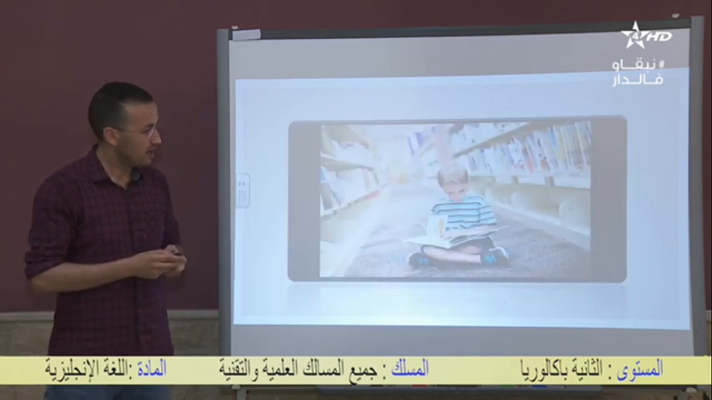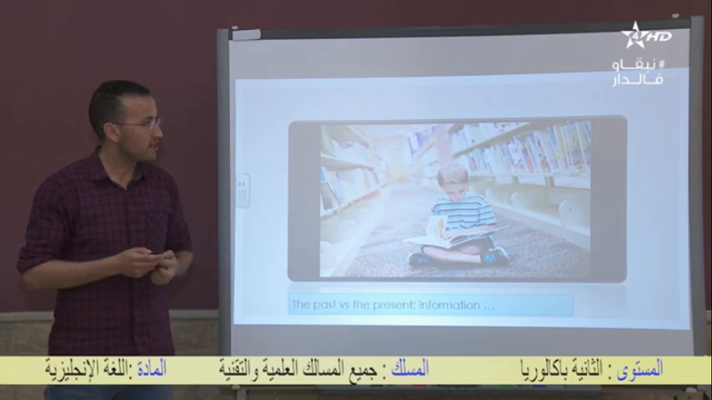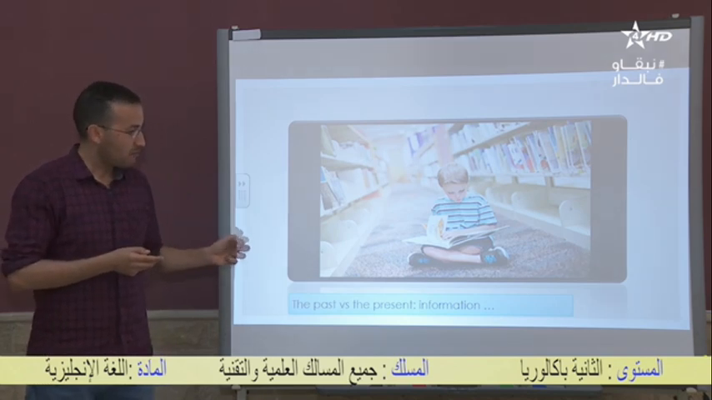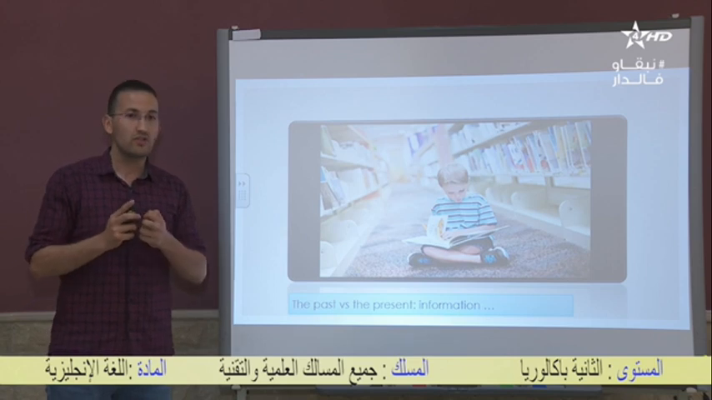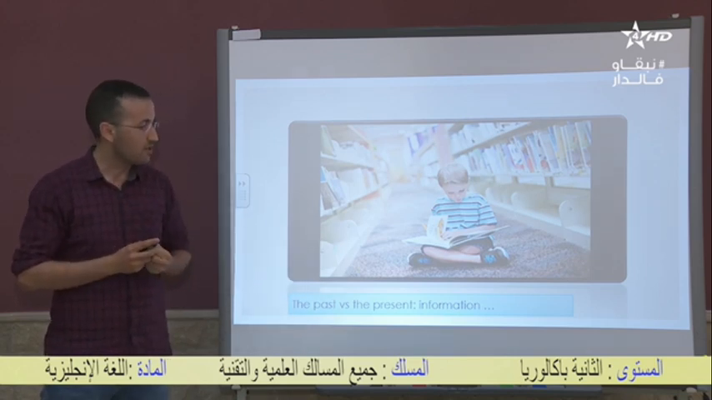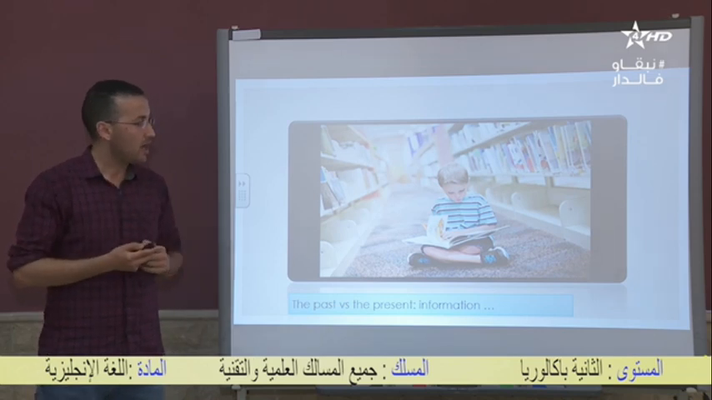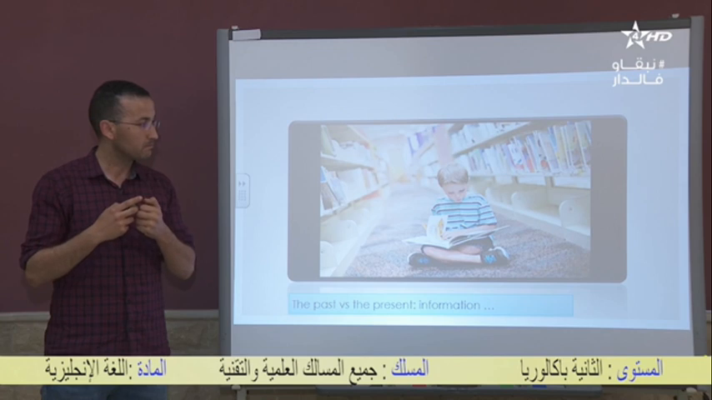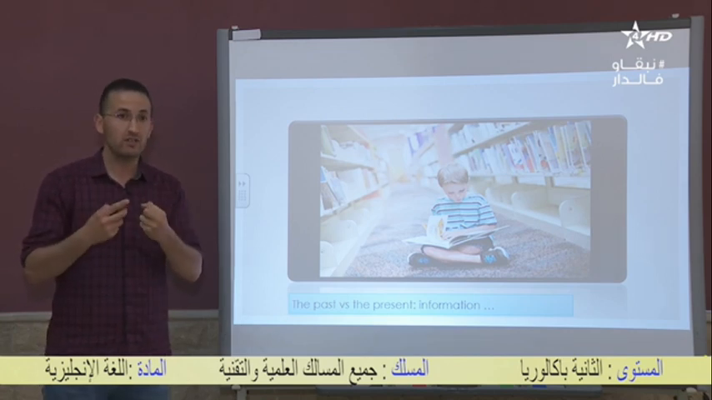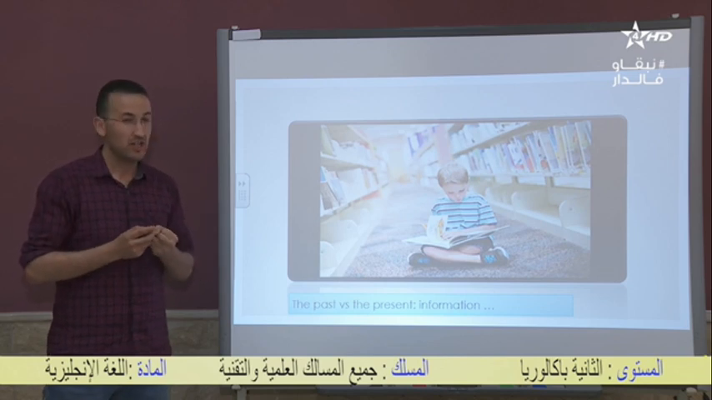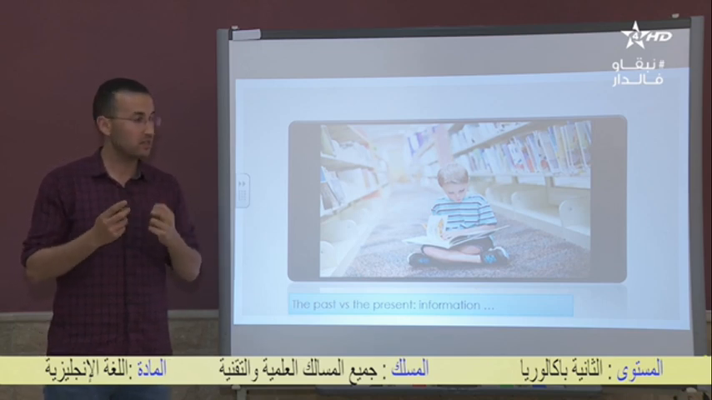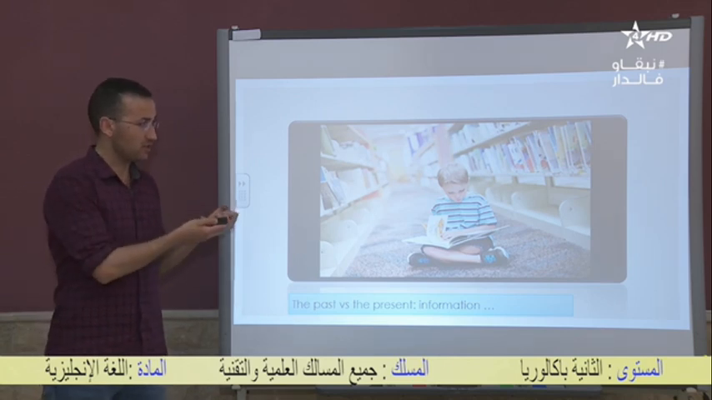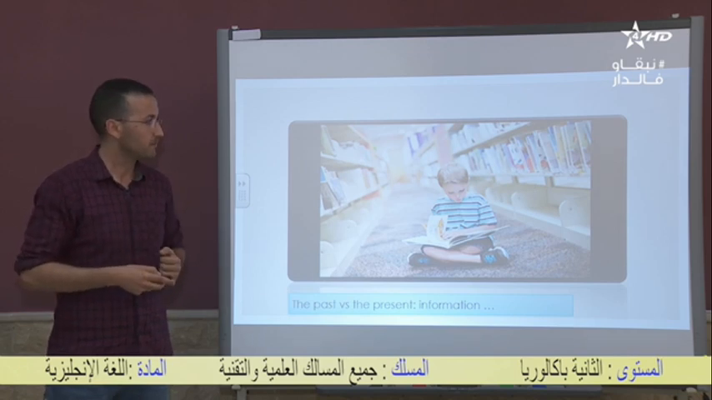We have a kid, as you can see, sitting in a library. That's good. And here I want to draw your attention to two things: the past versus the present vis-a-vis information. Remember that in the past, people used to go to libraries, find books and read to get information. So information in the past was hard to get. But nowadays, it's the opposite. Information is everywhere. And actually, this may make people lazy. Next one.